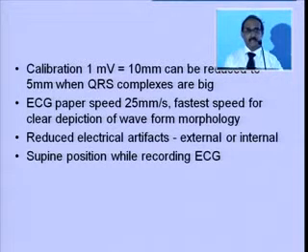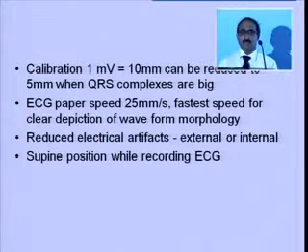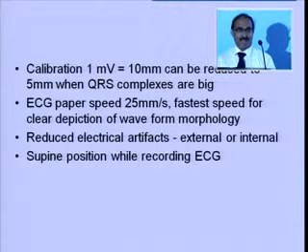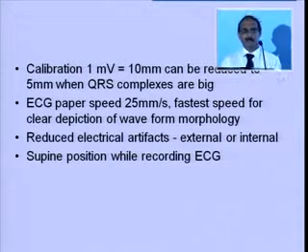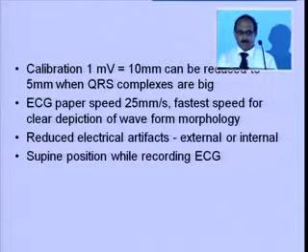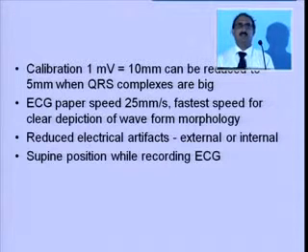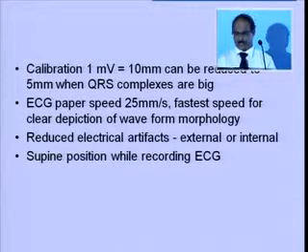And we should try to reduce artifacts as much as possible, whether external or internal artifacts. External artifacts could be because the leads might be touching the metallic frame of the cot, or the patient might be wearing ornaments like a chain or a ring, or watches, or if the patient has a mobile phone, there could be a definite external interference. Internal interference we should also try to avoid, particularly if the patient is shivering, we get a lot of artifacts. And it is very important to take the ECG in a supine position.